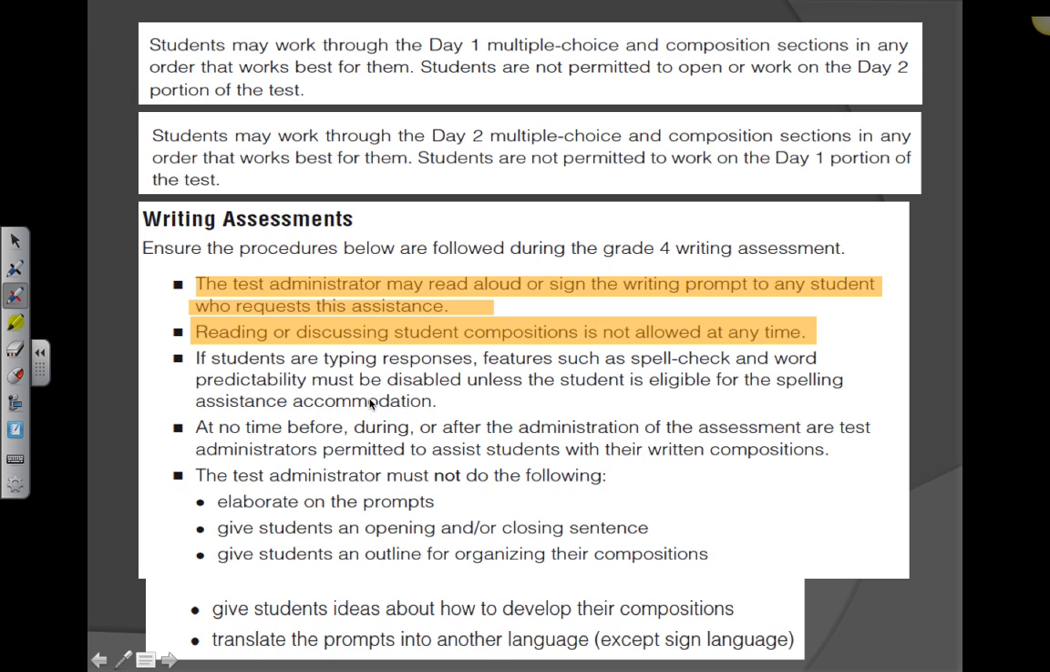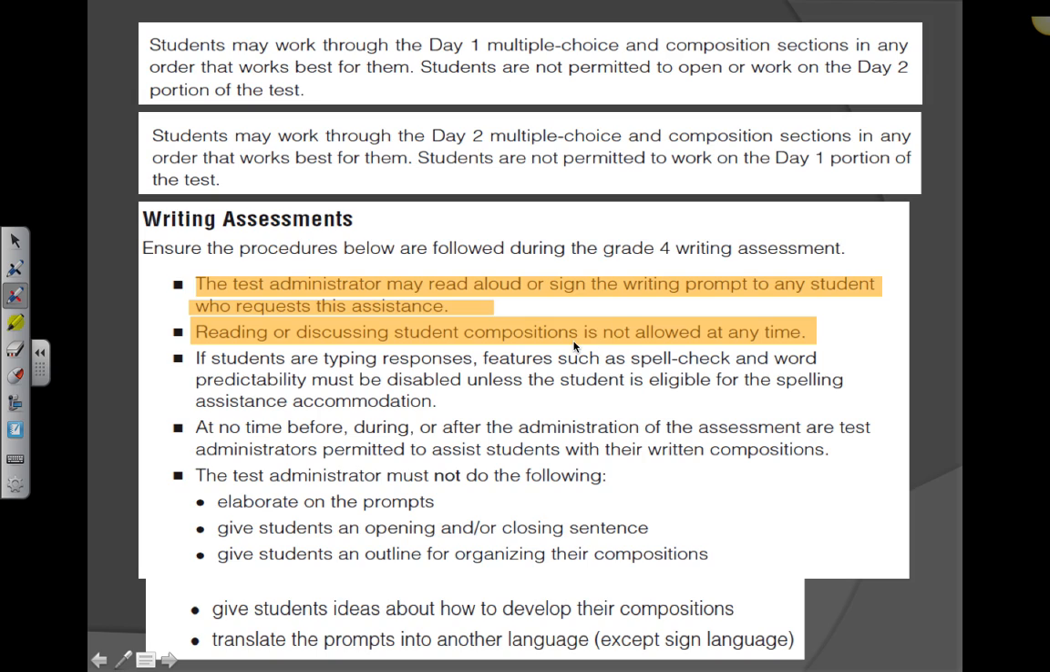These are things you have to make sure that you're ensuring. You are allowed to read aloud or sign the writing prompt for any students that request assistance, but at no time are you able to discuss a student's composition with them. You are not allowed to elaborate on the prompts, give any opening or closing sentences, give an outline for organizing, help them develop their composition, or translate it to another language. Those would all be serious testing irregularities. It's just not worth it.